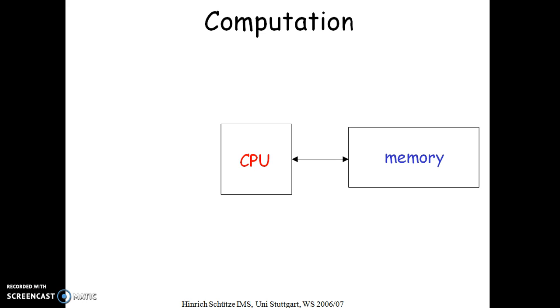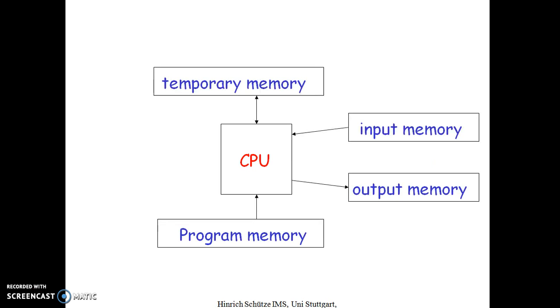So, the computation. In a computer, whatever we do is processing. The processing needs a CPU, and the CPU, for performing the processing, needs memory. Next, what kind of memory does it need? There are different types of memory: temporary memory, input memory, output memory, and program memory.